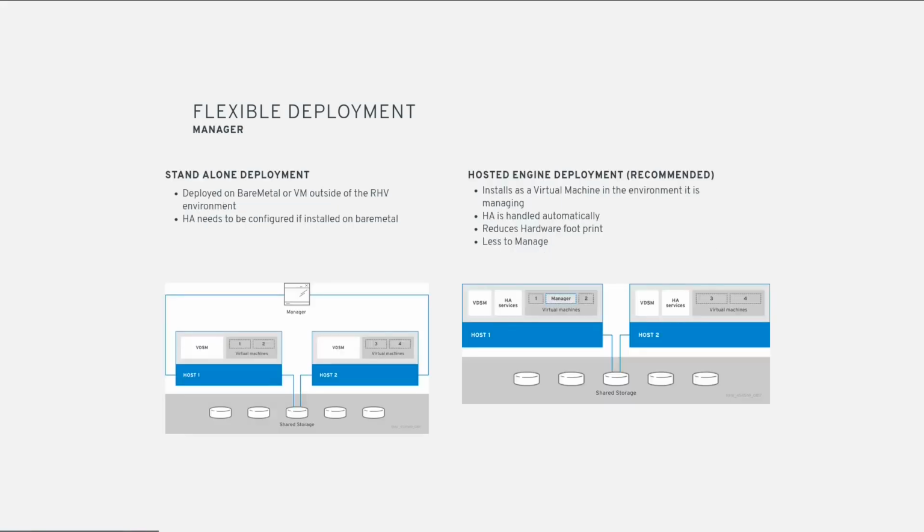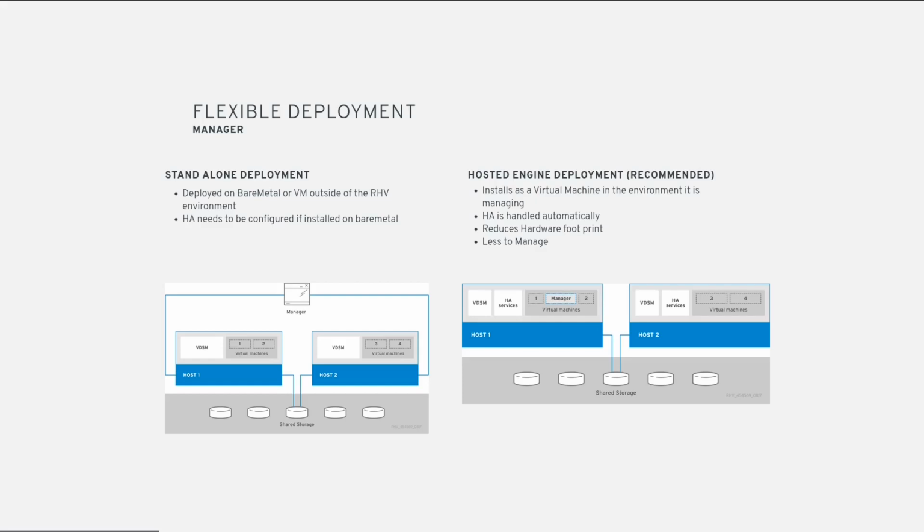When deploying the oVirt engine or the RHV Manager, you have two deployment options. First is a standalone deployment, which means the oVirt engine is running on a bare metal system or an external virtualization infrastructure. HA will need to be configured manually when using this model. The hosted engine deployment is my preferred method of installation. This method installs the oVirt engine as a virtual machine in the environment it will manage. HA is handled automatically, and this greatly reduces your hardware footprint, so there's less to manage.